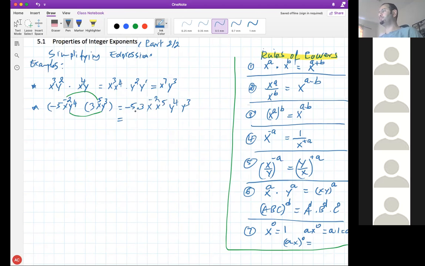And so this would be -15. What would this be equal to? x to the power -2 times x^5. That's right, it will be x to the power 3. So we're combining these two. And also here, we combine those two. So it will be y to the power 7. Okay, so we're just adding the powers, just like rule 1 or the previous example.